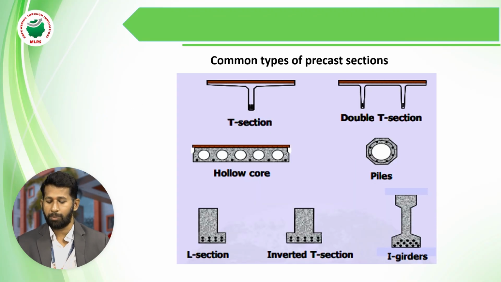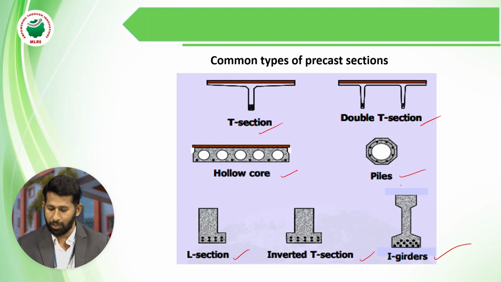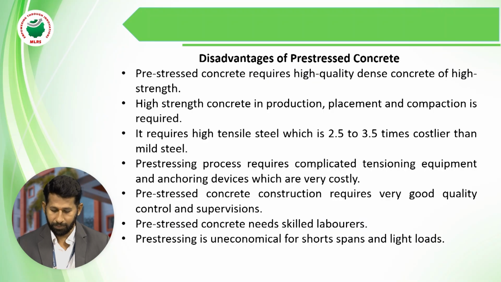The common types of precast sections generally used are the T section and double T section. It is generally used for metro constructions, and hollow core and piles, L section, inverted T section, I girders. It is generally used for metro construction, long span bridges, railway sleepers, etc. These are the examples for the precast sections.